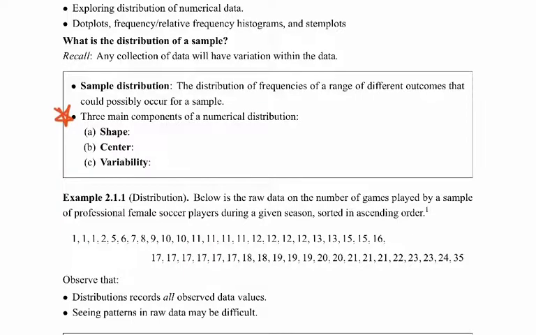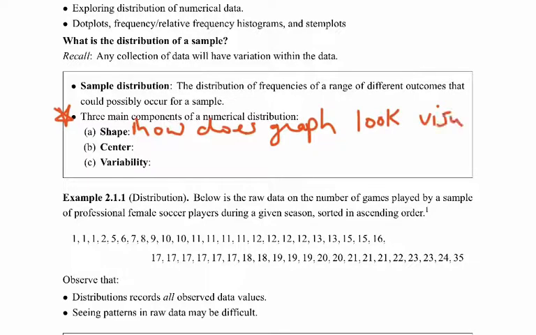The three components that you're interested in are, first of all, the shape. So literally, what does it look like? Let me write that down. How does the graph look visually? Is it skewed in one direction or another, or does it tend to be symmetric, or is most of the data in the middle and then kind of tapers out? And we'll talk more about that as we go.